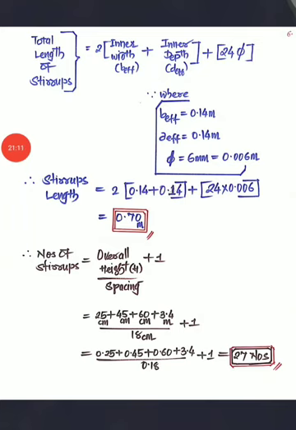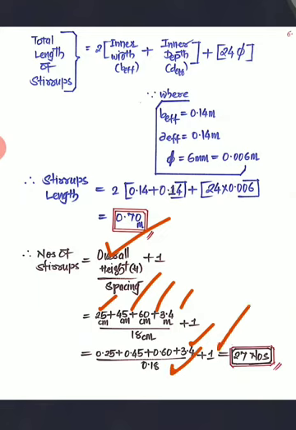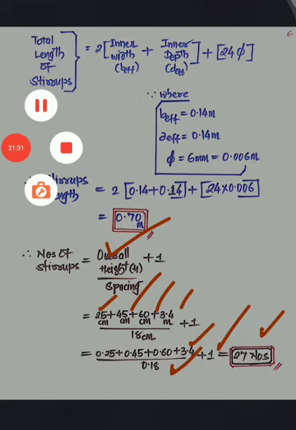Now I have shown that the overall height, that is 25 plus 45 plus 60 plus 3.4, which I have written here in terms of meters, divided by 0.18 meter, the spacing they have given, plus 1, gives 27 stirrups. So the length is 0.70 and the number is 27 stirrups.